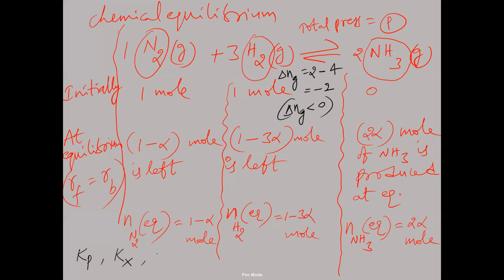And Kn is the equilibrium constant in terms of n, number of moles. The relationship between these three equilibrium constants should be understood, and then numerical problems can be solved very easily. Let's take a screenshot of this one.